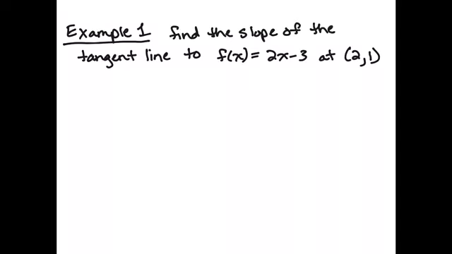Okay, so we're going to use the formula for the limit definition of a derivative to find the slope of the tangent line to f of x equals 2x minus 3 at a specific point. Now I want you to think about this for a minute. F of x equals 2x minus 3, that's a line. What's the slope of that line? 2. So we better get 2 for an answer, right? Because it's not curvy, so the tangent line to that is going to pretty much lay on top of it, right?